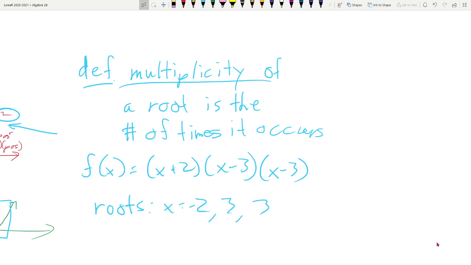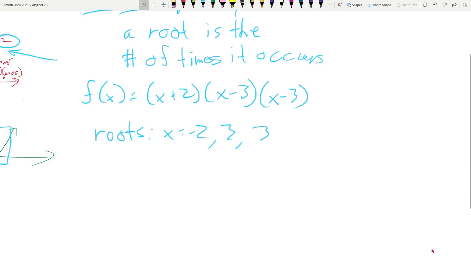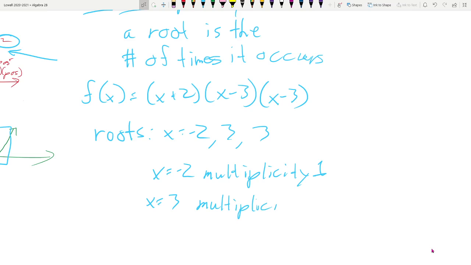Since the number 3 comes up multiple times, twice, it has a multiplicity of 2. So we would say the root at x equals -2 has multiplicity 1, and the root at x equals 3 has multiplicity 2 because it occurs twice.